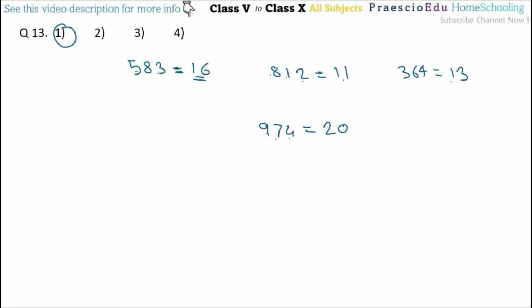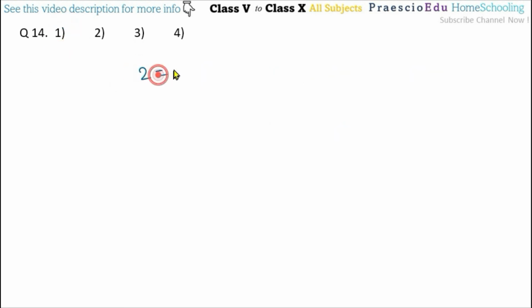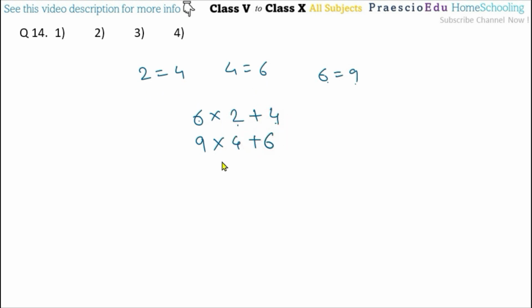In a code, 2 is equal to 4, 4 is equal to 6, 6 is equal to 9. So 6 multiplied by 2 plus 4. We will replace the 6, which is equal to 9. So 9 multiplied by 2, and 2 is equal to 4, and this addition, then 4 is equal to 6. So the multiplication we will do first. 9 fours are 36, and then plus 6. So 36 plus 6 is 42, and 42 is given in option number 3.